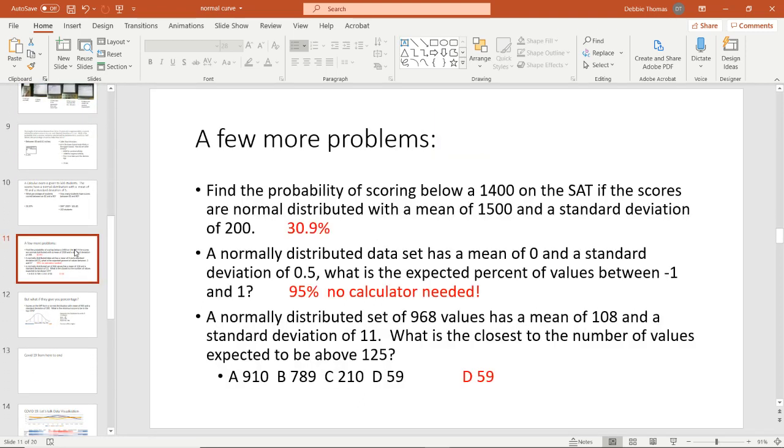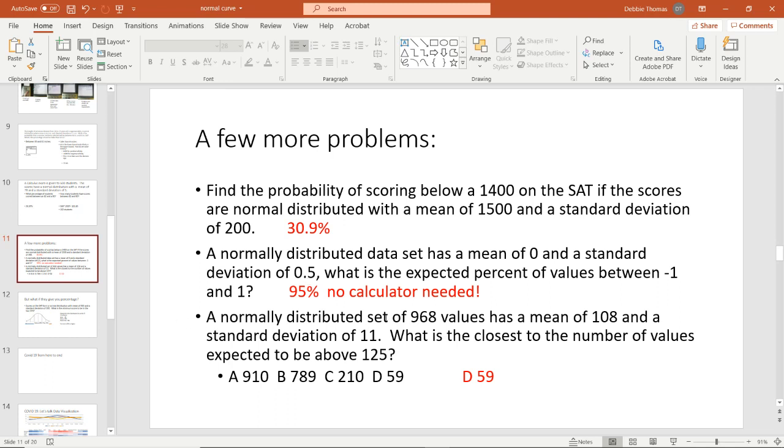Could I, in theory, have said lower is -1, upper is +1, mean is 0, deviation is 0.5, and use my calculator? Sure, absolutely could have. But sometimes they take a calculator away from you. Welcome to IB world. You should know that already. So you still need to know those percentages even though I taught you a calculator, which is why I'm showing it to you here.